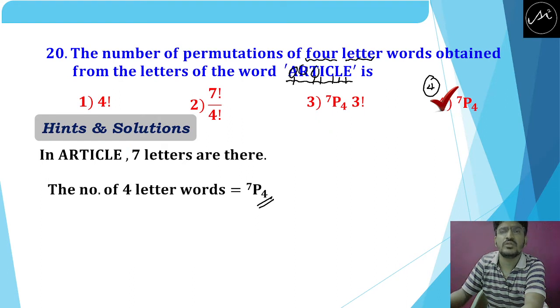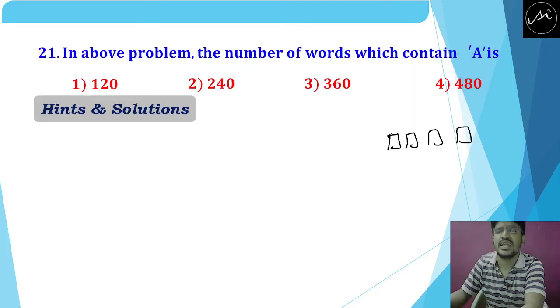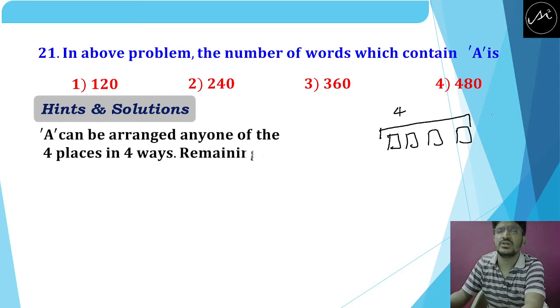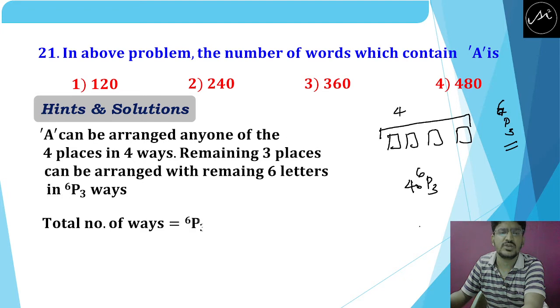1, 2, 3, 4, 5, 6, 7. Okay, you got 7 letters. In that, A has to be arranged here in 4 ways, and the remaining, A is gone, means 7 are remaining. Out of 7 you have to select 3. So 7p3. Sorry, total there are 7 letters, 1 is gone, so 6 you have to take. 6p3. So 6p3 multiplied with 4. Okay. So this will be your answer. That is, total number of ways is 6p3 into 4.